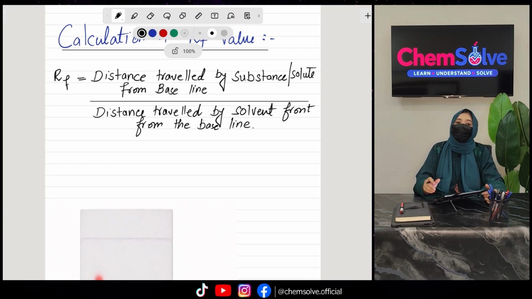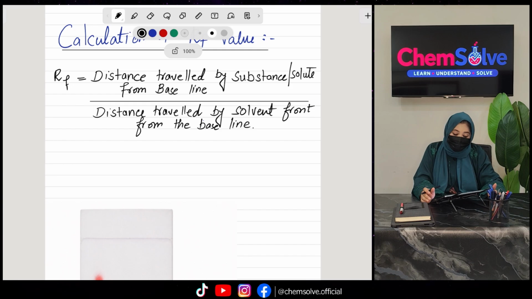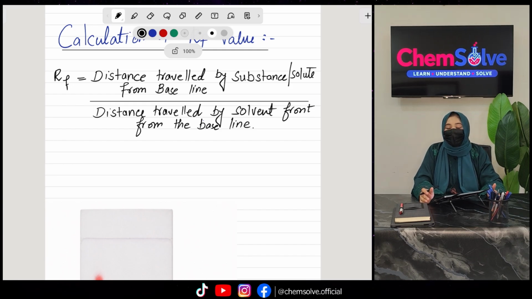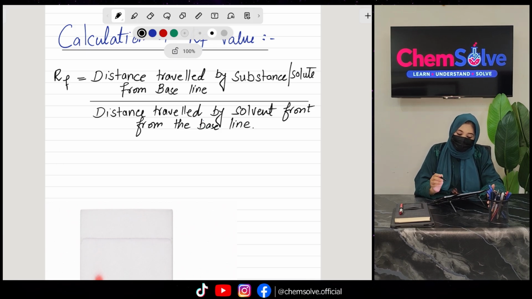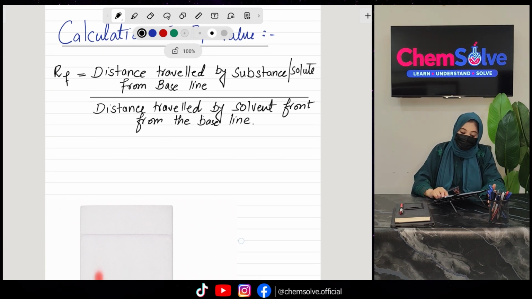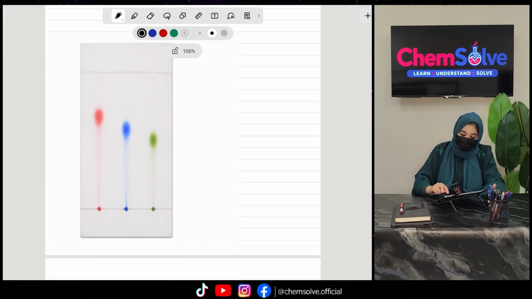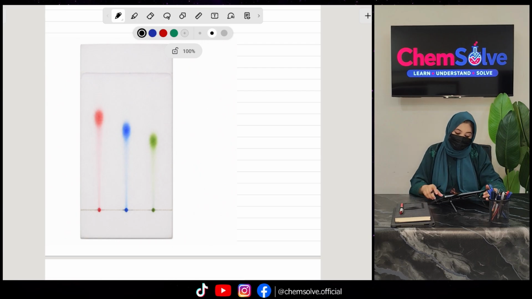Keep in mind, today's topic is not chromatography. We are not going to discuss chromatography in this video. We will only discuss how to calculate the RF value in chromatography questions. Okay, so this is the formula. Now in this formula, there are certain things which are very important. For example, you must understand what is baseline, what is solvent front, and what is solute or substance. I believe that all of you would be familiar with the formula already. Now let's discuss these terms. So here is a chromatogram.